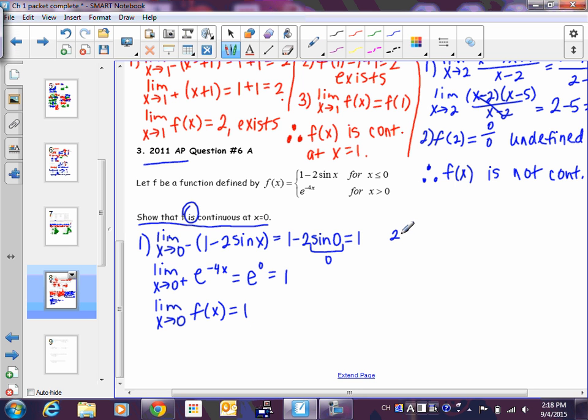Okay, second condition would be find f of 0. And again, you just look for the piece with the or equal to, show that you know what you're doing. You know it has to equal 1 because you know all 3 conditions have to be met because of the phrasing of this statement here. You still got to show it though. That's what you're getting credit for here. You're not getting any credit for finding out that it's continuous. You're getting credit for showing that it's continuous.